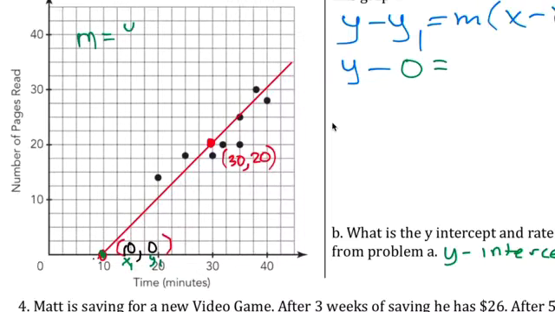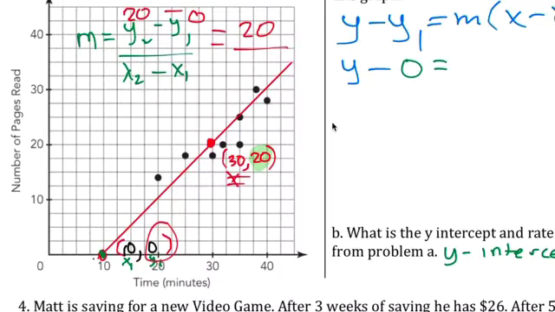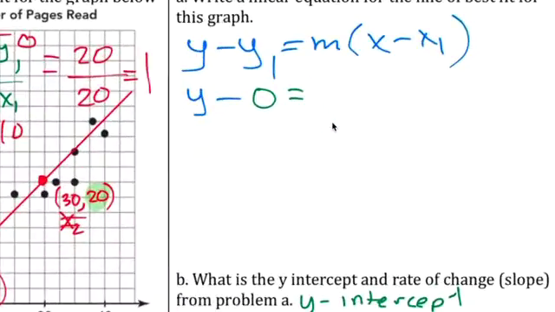So slope is y sub 2 minus y sub 1 over x sub 2 minus x sub 1. Y sub 2 is 20, okay, so we got 20 minus y sub 1, which is 0, so we get 20 there. Over x sub 2, which is 30, minus the 10 here. I happen to get 1 whole, so my slope is 1, and x minus x sub 1, which is 10.